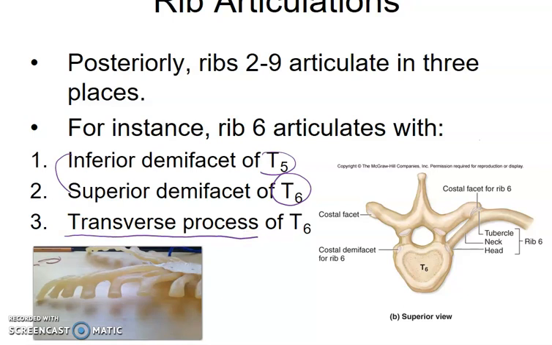Now, apparently, I forgot the parts of the rib. This is the head of the rib. This is the tubercle of the rib. This is the neck. Those are the parts of the rib.